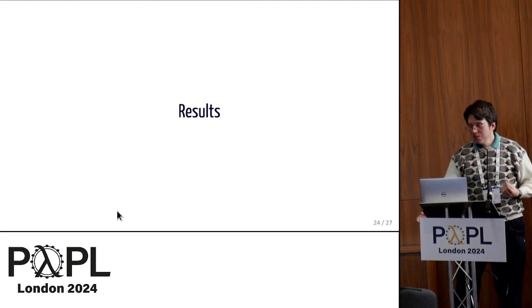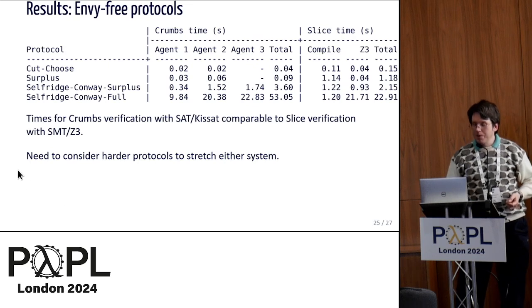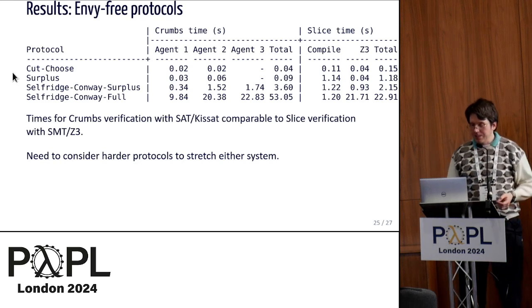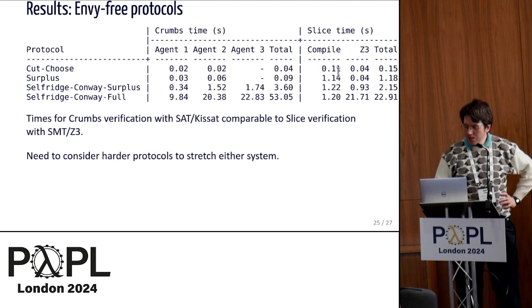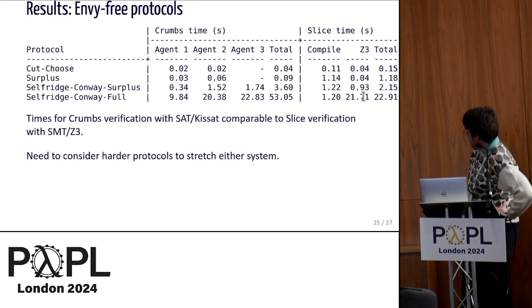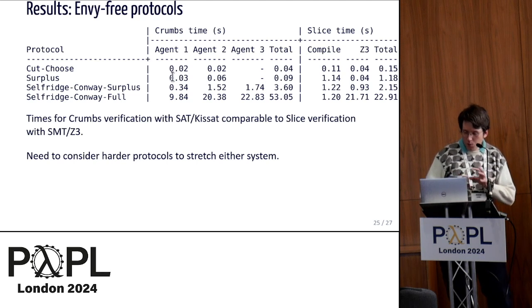Okay, so what results do we get from this? In the Slice paper, they looked at a number of protocols with up to 3 agents, and these are the original times for Slice. So I reran them on my own computer just so that the times are comparable. You'll see that the Slice DSL doesn't take very long to compile, and then Z3, in most of the examples, was really fast, but this one at the bottom took less than a minute, so it was still quite fast. With Crumbs, what happens?